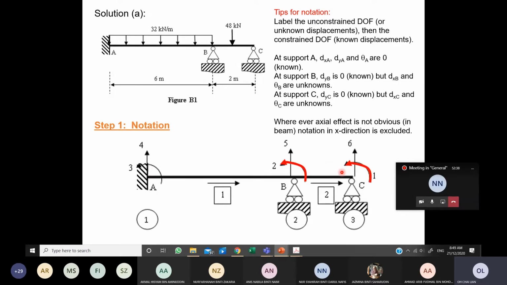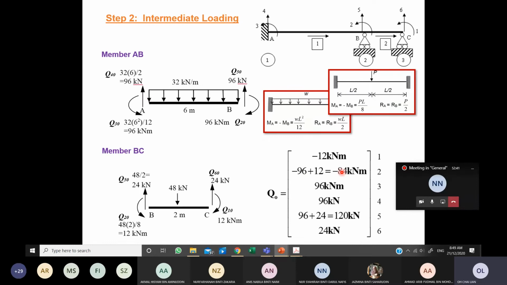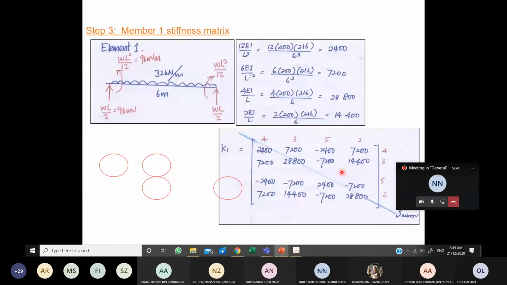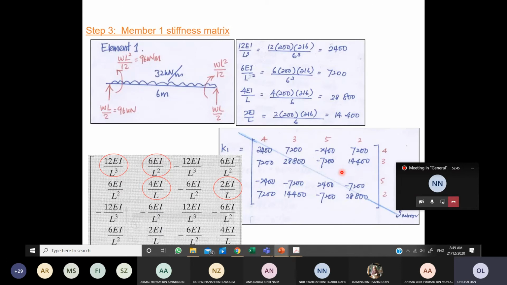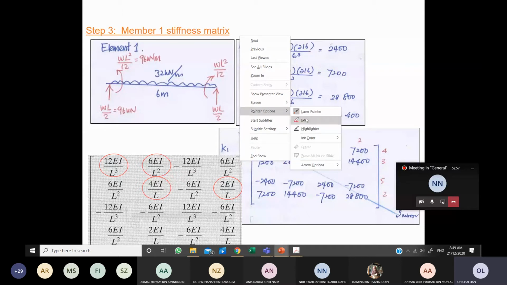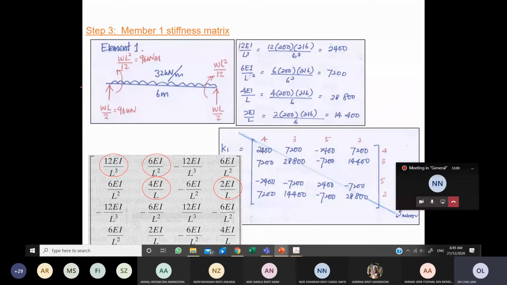Okay, so this is a bit not complete. Let me, what is this? I remember this is 5. This is 2. Okay, this is the numbering of the DOF.